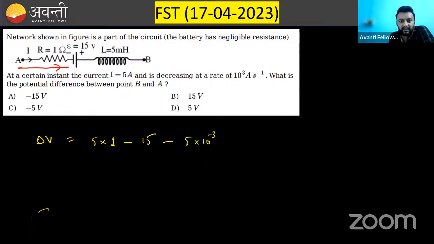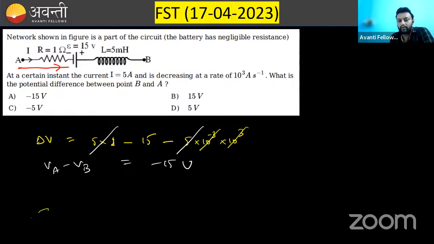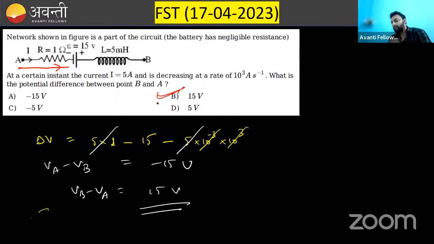Di over dt, it is given as the rate of change of current, is 10 to the power 3. So in this total potential difference, the 10 to the power 3 and the minus 3 will cancel. This is 5 plus and this is 5 minus, which also cancel. So this is minus 15 volt. And this minus 15 volt is VA minus VB. We want to calculate VB minus VA, since they are asking the potential between B and A. So VB minus VA is 15 volt. So which is option number B. Moving further.